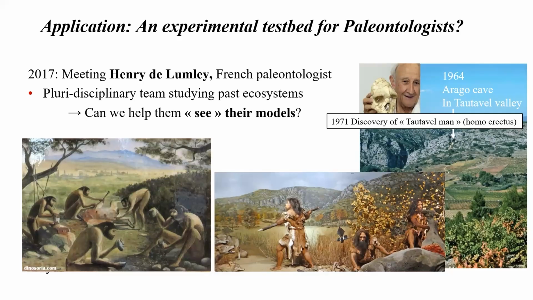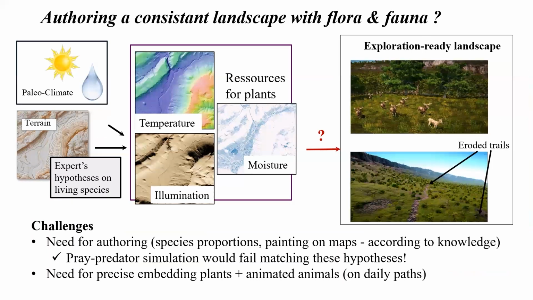And so they try really to see in 3D what they have. Could we help them to see it better? Could we go further with them? And so we started, in fact, to extend our research to design for them a consistent authoring system for landscapes with not only flora, but flora and fauna. Because for the moment, the plants and the animals were never correlated, neither in prehistory, nor in computer graphics.